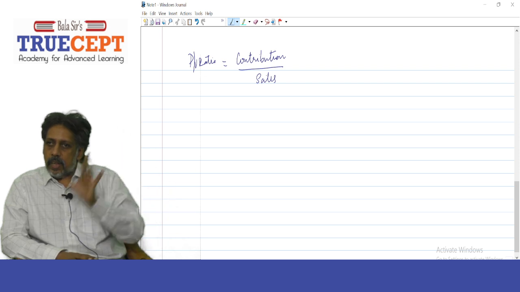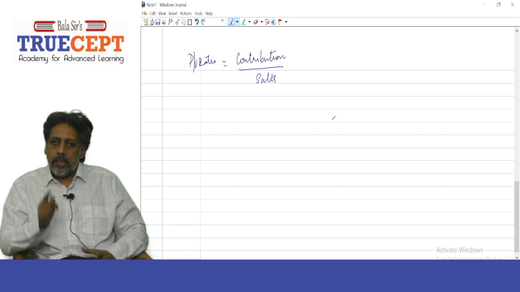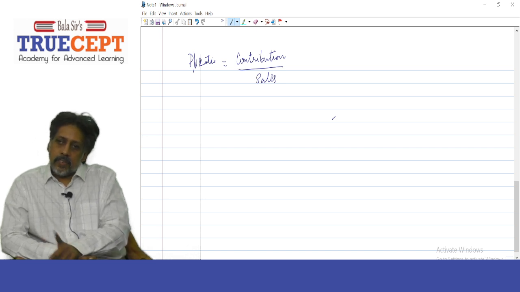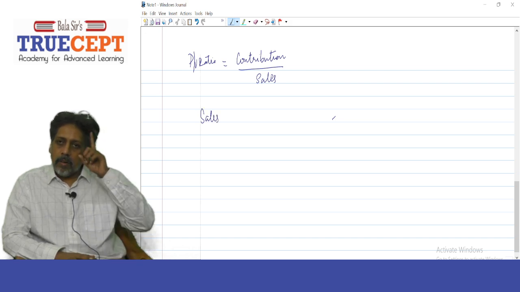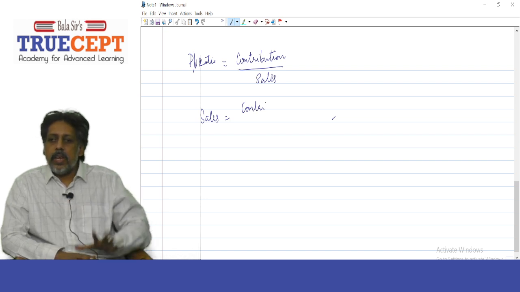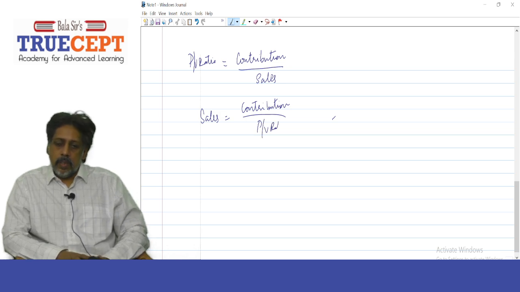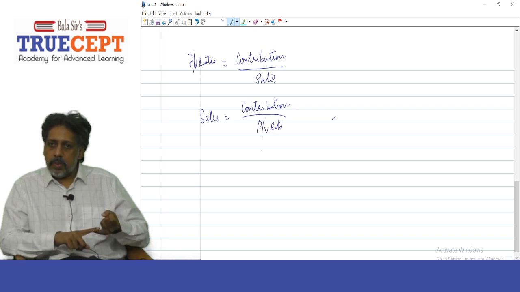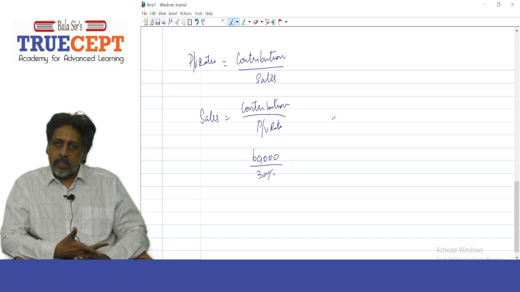Contribution divided by sales, into 100 if you want, is your PV ratio. Therefore, sales equals contribution divided by PV ratio. That's it. So it is rupees 60,000 contribution we got, divided by 30% PV ratio. How much do you get? It works out to rupees 2 lakh.